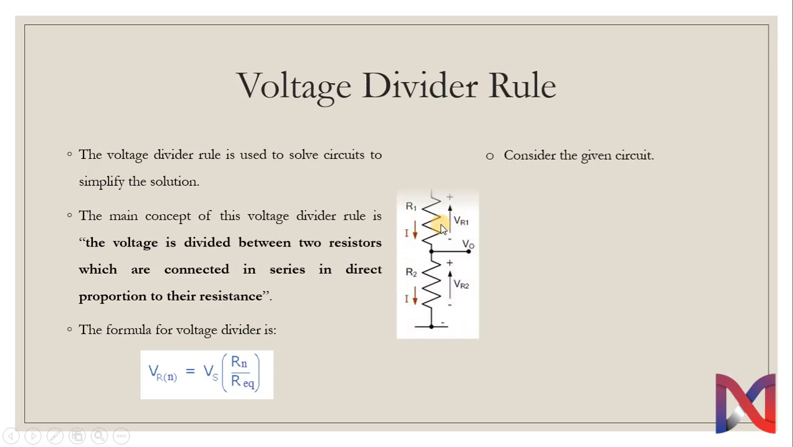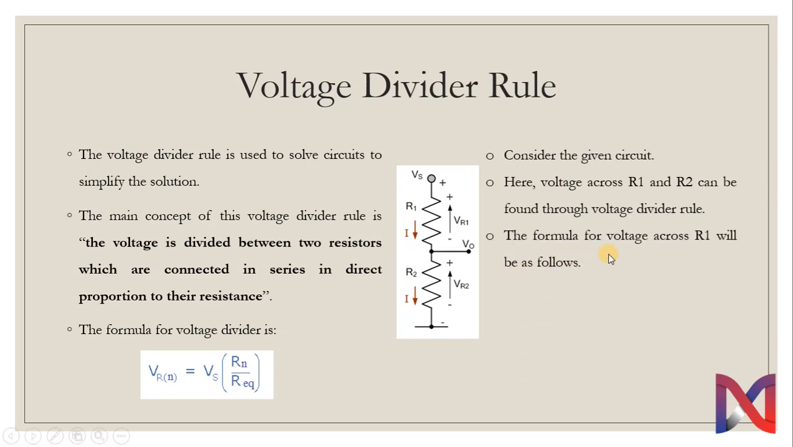Considering the given circuit which has 2 resistors in series, we are required to find the voltage drop across both resistors. As I already mentioned, the voltage across R1 and R2 can be found through the voltage divider rule. The formula for R1 will be VR1 is equal to Vs multiplied by R1 divided by R equivalent. I already stated here that n represents the number of resistors.